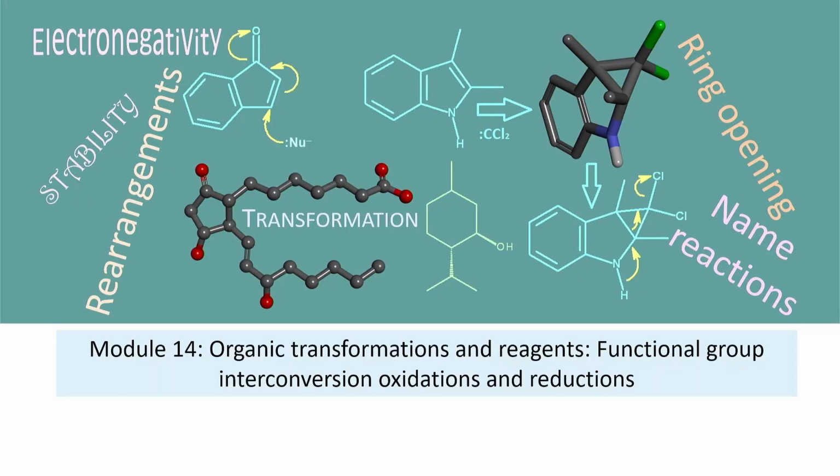A logical and systematic approach to solving organic chemistry problems for CSIR-NET. In module 14, we will be looking at organic transformations and reagents. We will be mainly focusing on functional group interconversions, mainly oxidations and reductions.